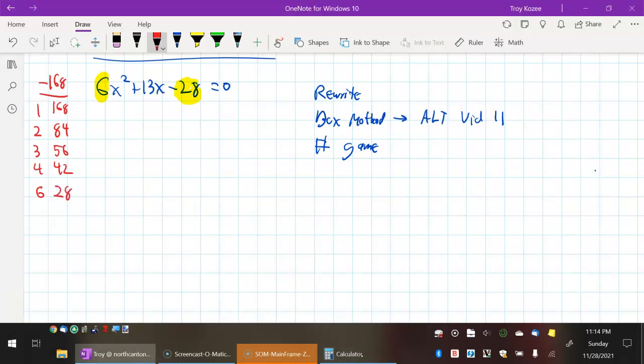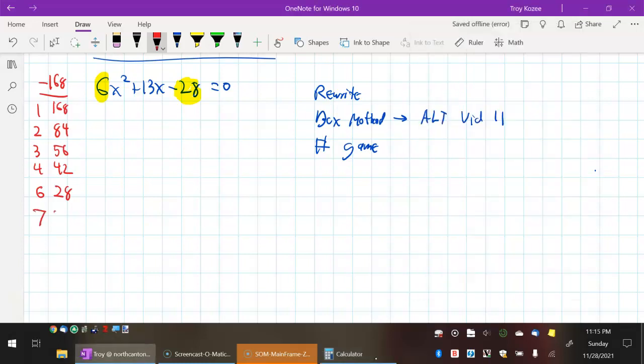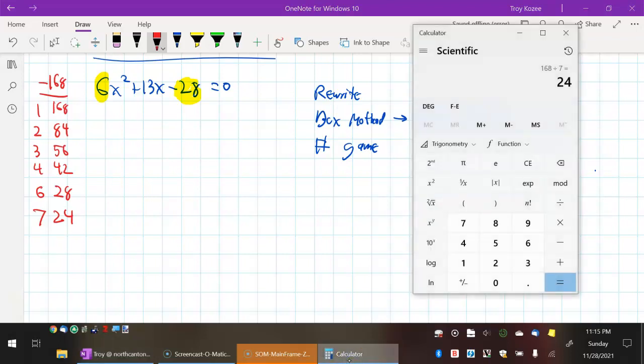Those are 22 apart. That's an improvement, but it's still too far. I don't think 7 works. 168 divided by 7 is, huh, well, that caught me off guard, 7 and 24. Those are not 13 apart. Okay, how about 8?